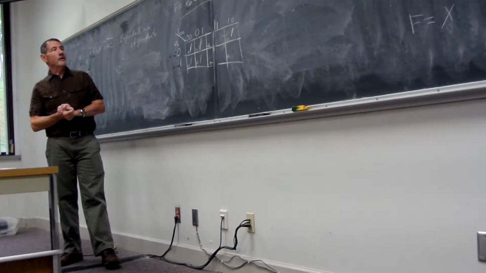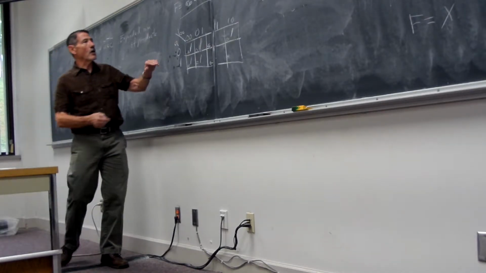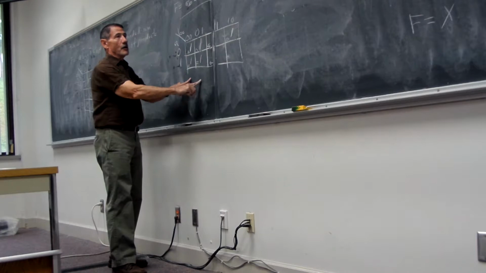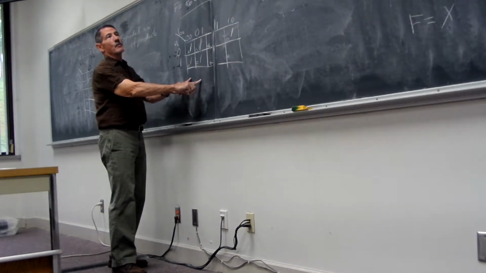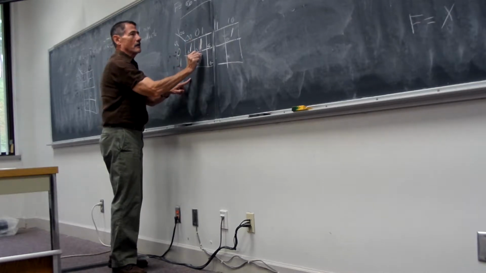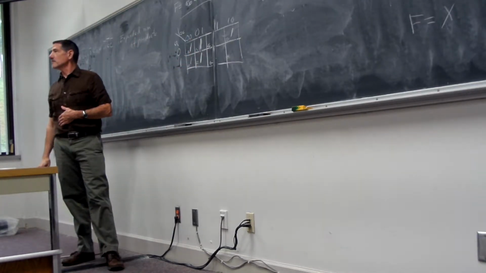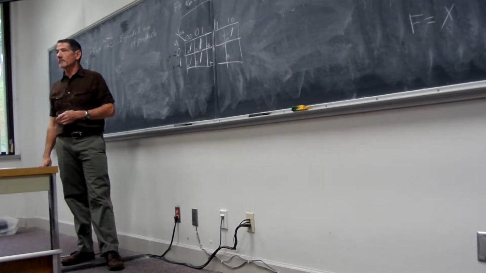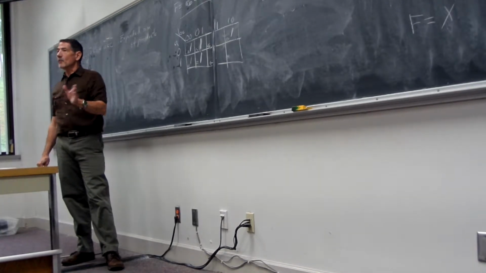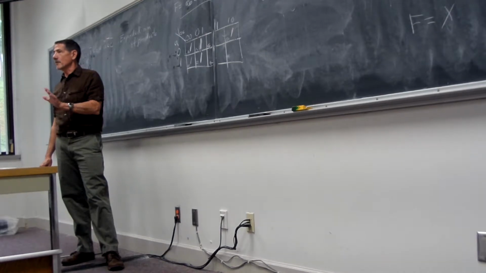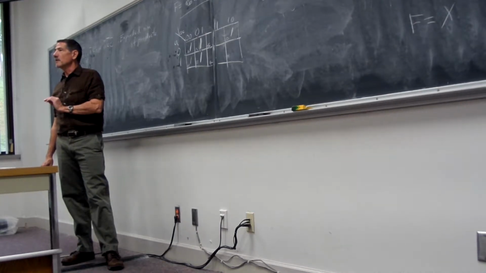Okay, the next one is what? B bar, C. B bar is here. C has to be what? 1. Do you understand that? And it doesn't matter what A is doing, does it? A could be a 0 or a 1, it doesn't matter. The rest of the cells have to be 0.